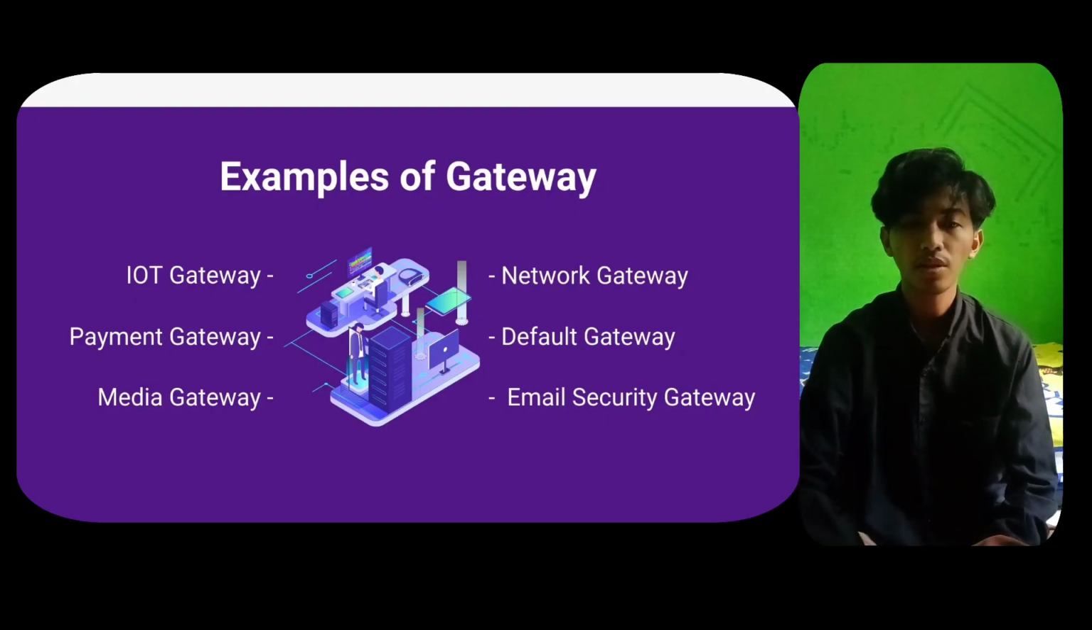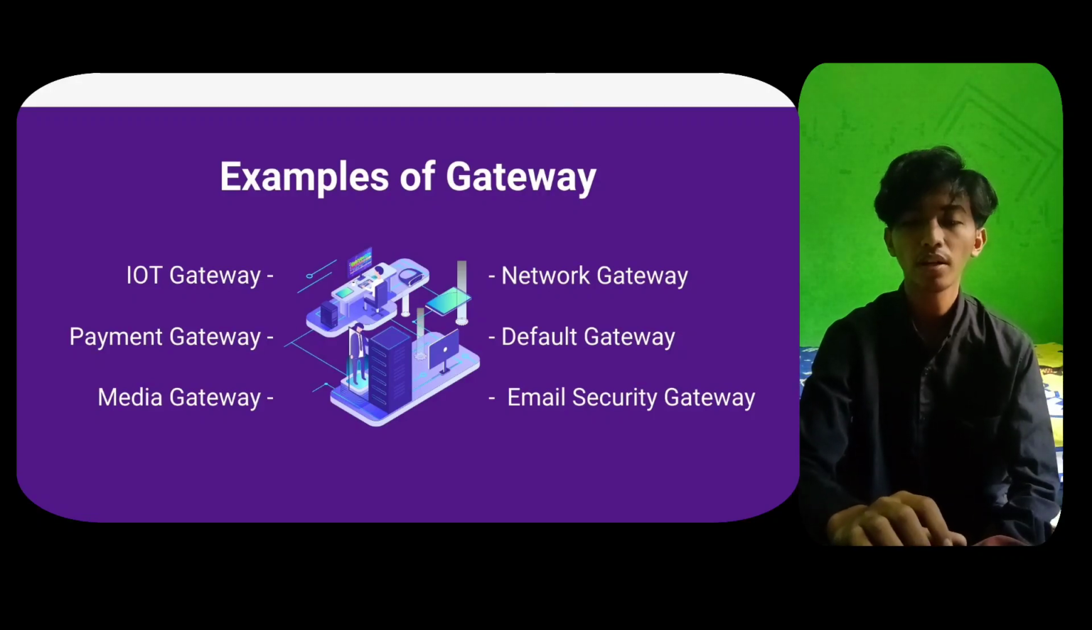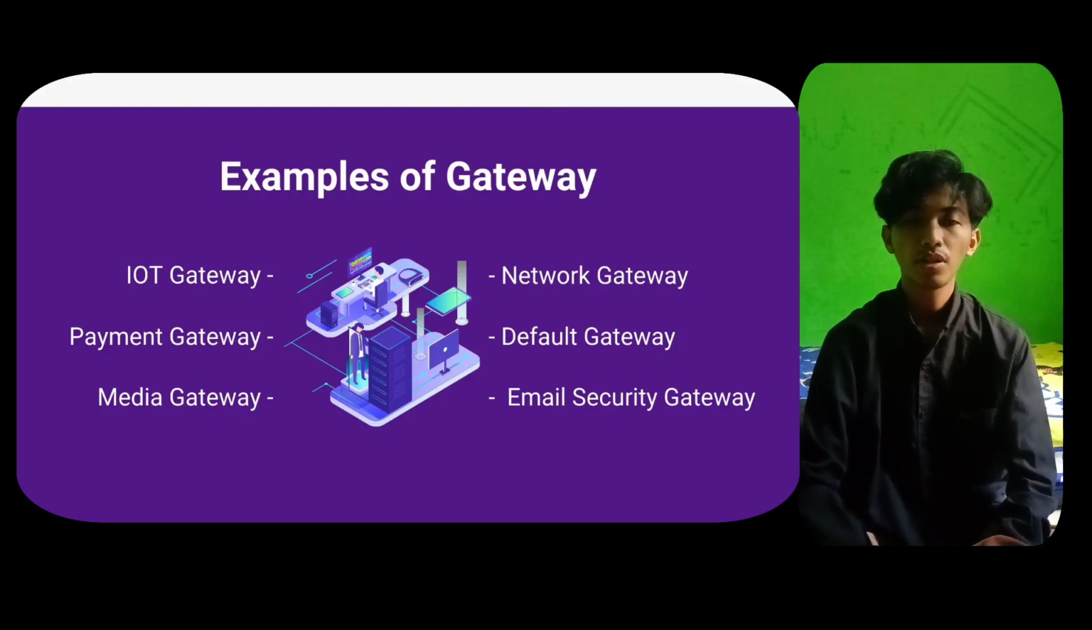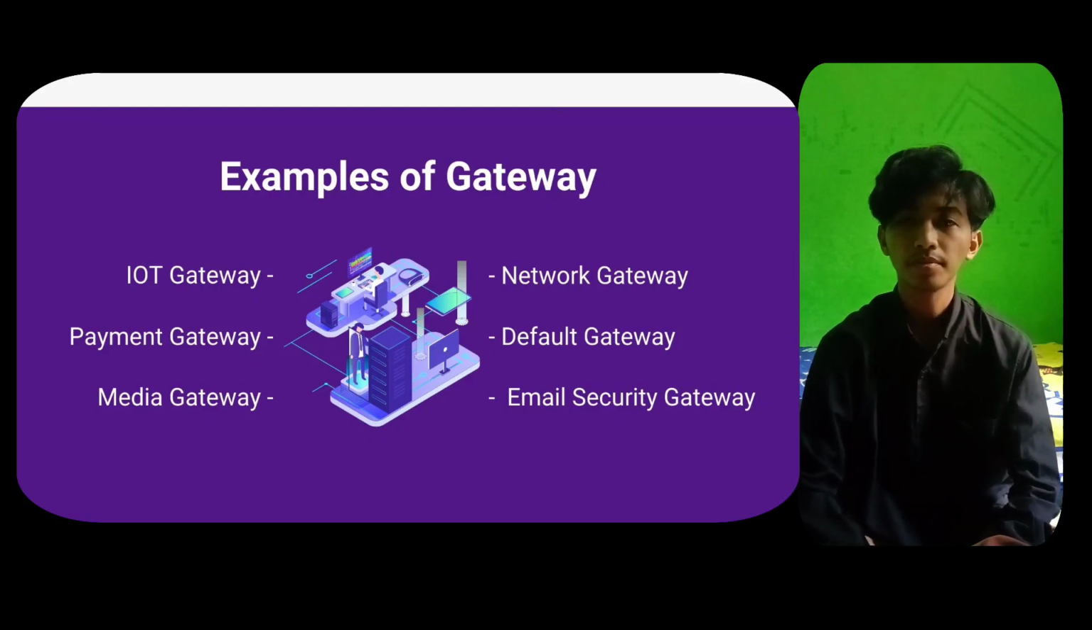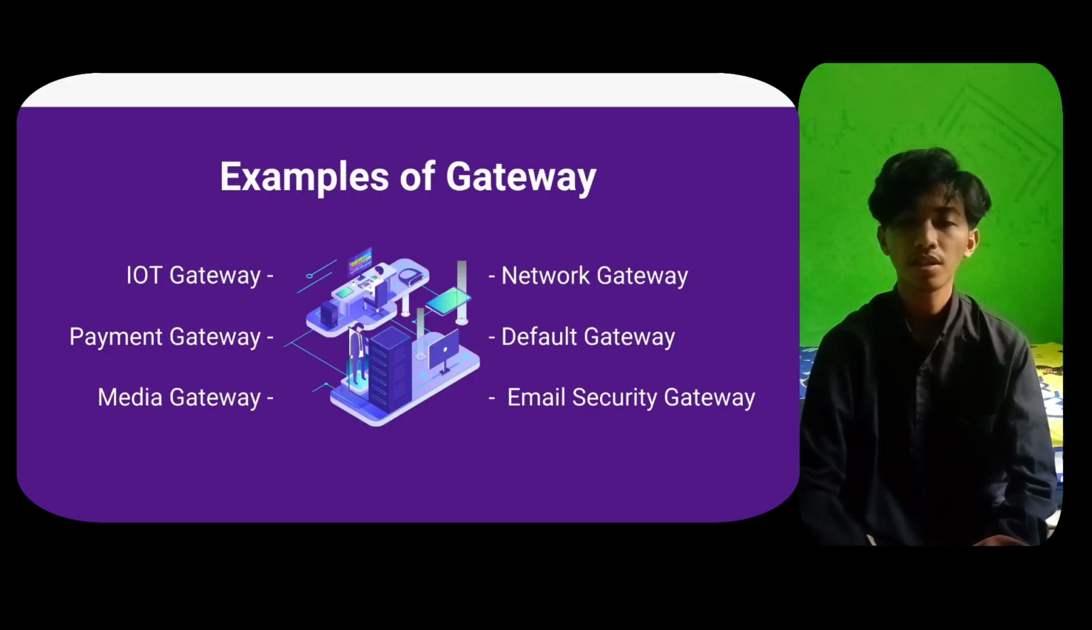The next is the default gateway. These are the gateways that do not specify another gateway being used to allow external devices and their network to communicate for data transmission. And the last one is the email security gateway. This gateway is used to block emails that break an organization's policy, or that transfer data for any malicious reasons. The next explanation will be given by my friend Keisha.